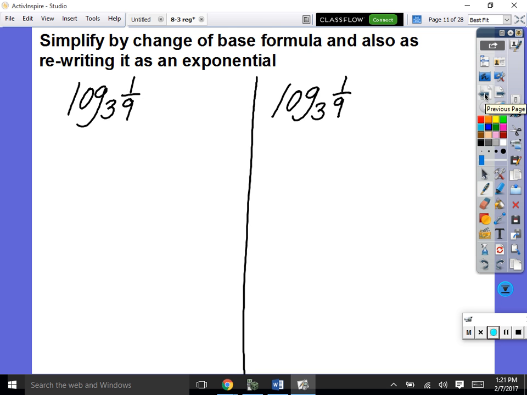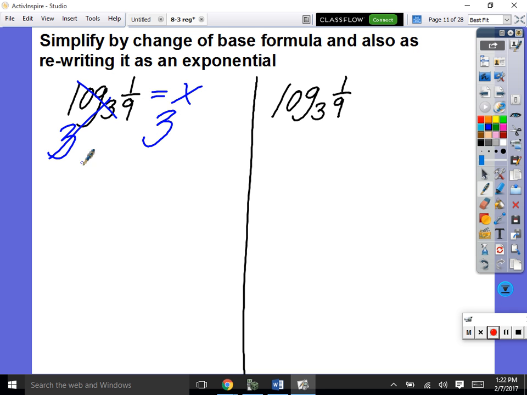Okay, so everybody look at this last example. It's not on your worksheet, but please look, because I'm going to ask this specifically on the test. I'm going to say, simplify by change of base formula and also by rewriting it as an exponential. So we're going to solve both ways here. Let's first rewrite it as an exponential. So wouldn't we do this one by setting it equal to x? Everybody watching, because this is what's going to be expected.